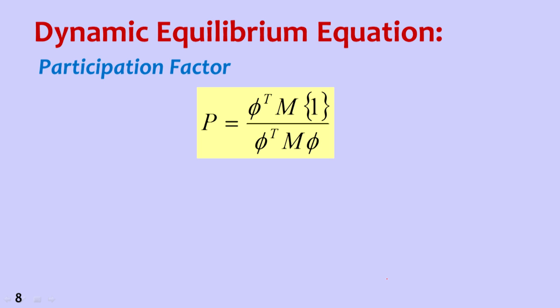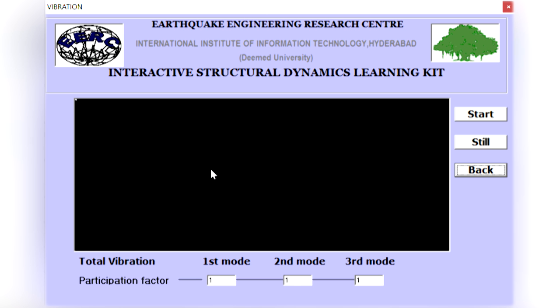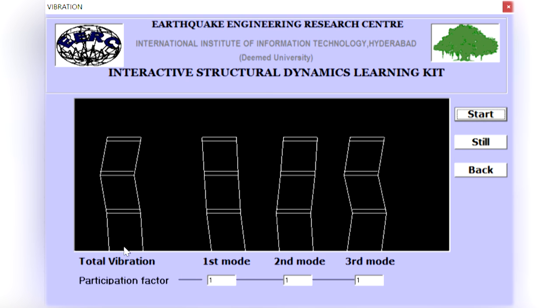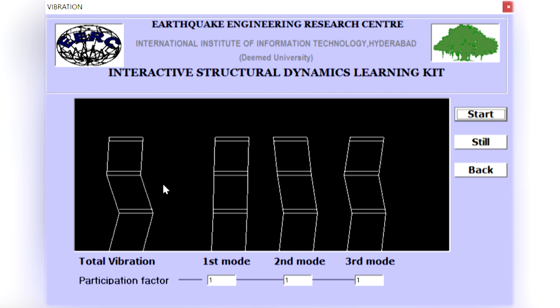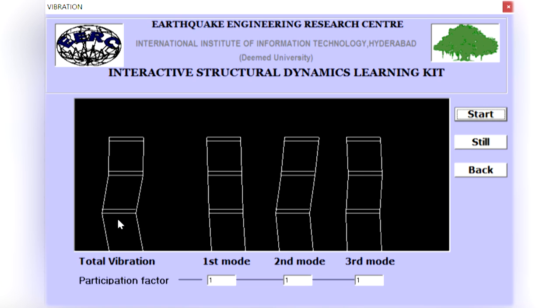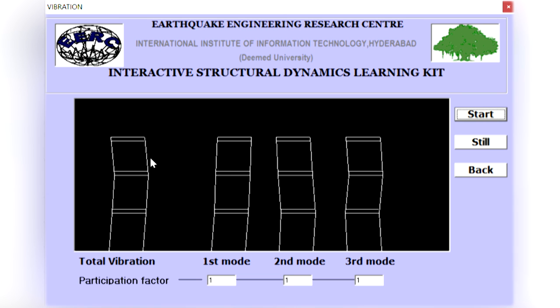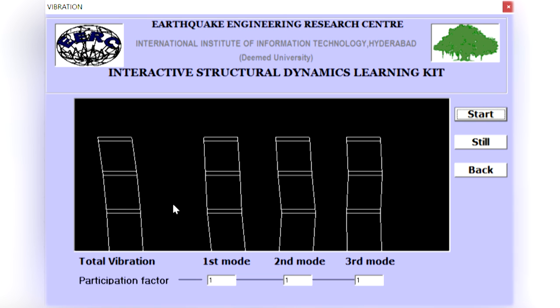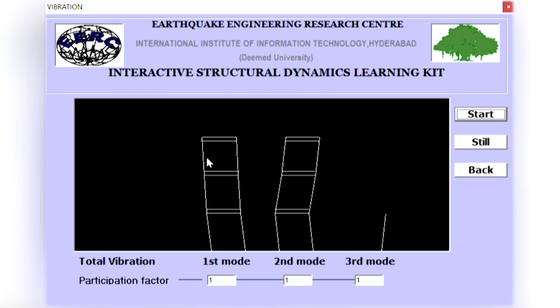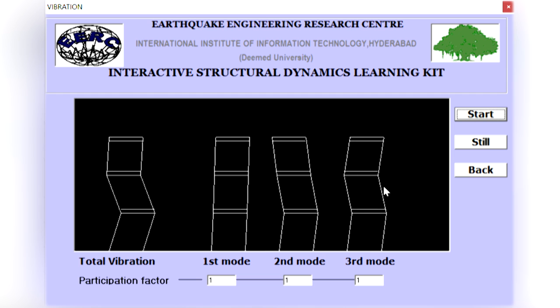Now let me show you a small animation of participation factor. What is participation factor in a multi-degree of freedom system? If you look at this animation, this is the total vibration of the building, and this is the first mode, second mode and third mode. What modal analysis does is, an n degree of freedom system is converted into n single degree of freedom systems. So as you can see, this is the first mode, this is the second mode and this is the third mode.